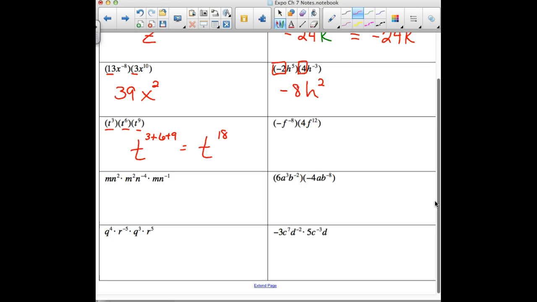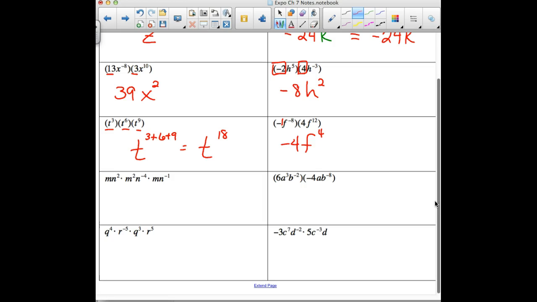Our next one, we have a negative in front of that f to the negative 8. You can think of that as a negative 1. So we have negative 1 times 4 will give us a negative 4. We have f to the negative 8 power times f to the 12th power. We can add those powers. Negative 8 plus 12 is 4.